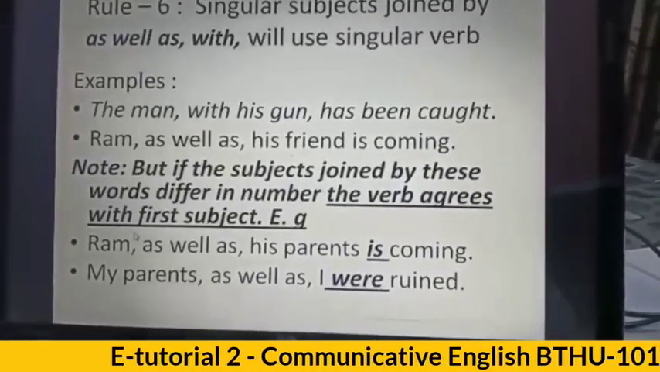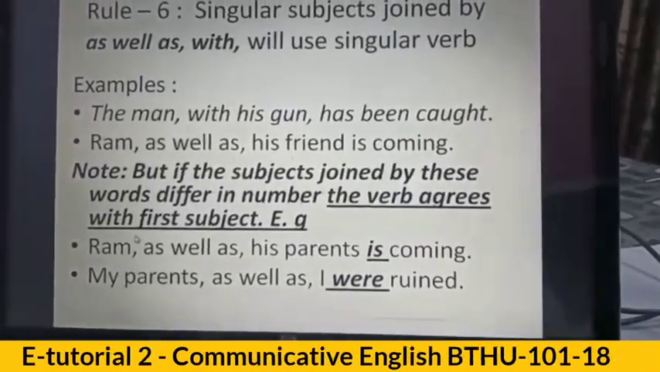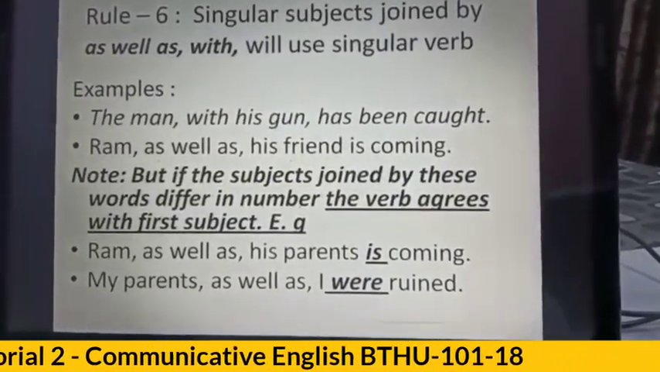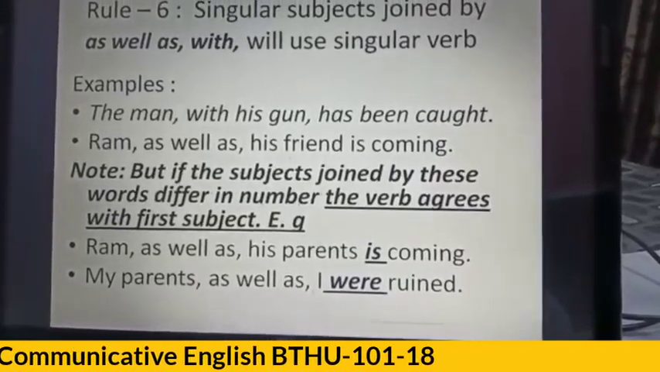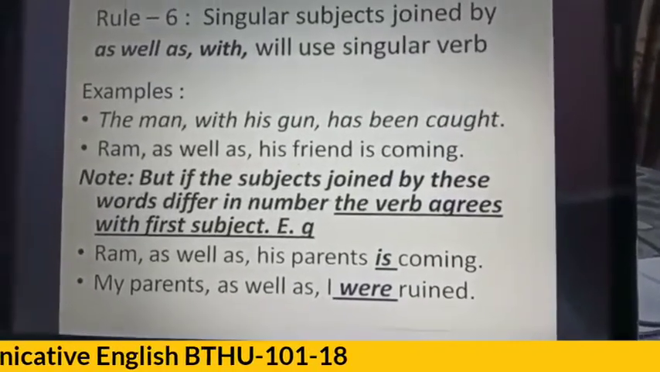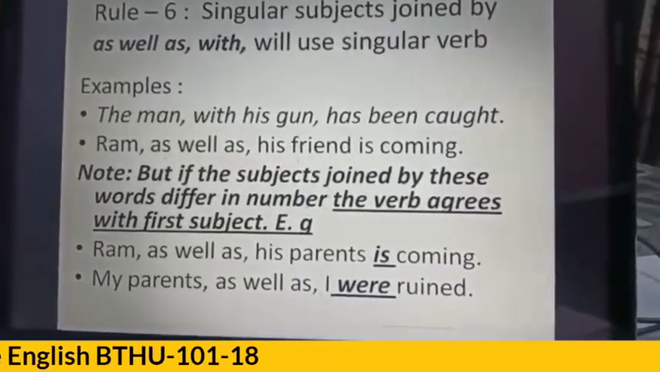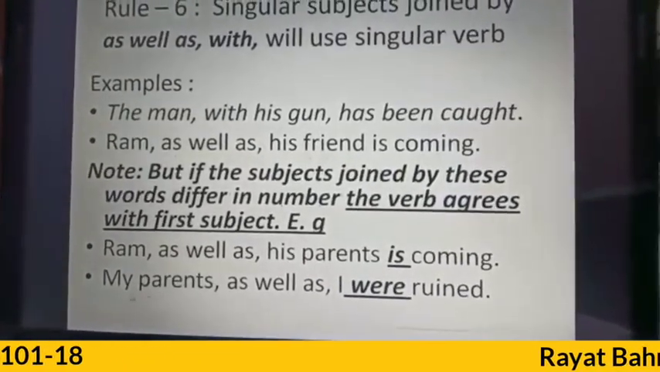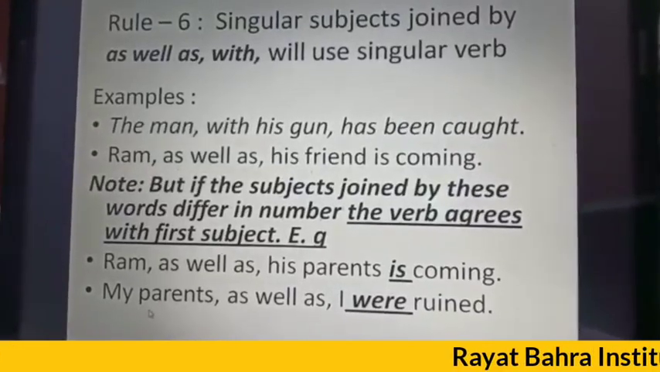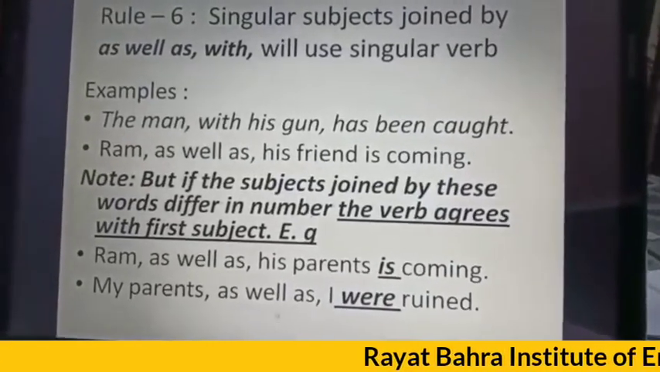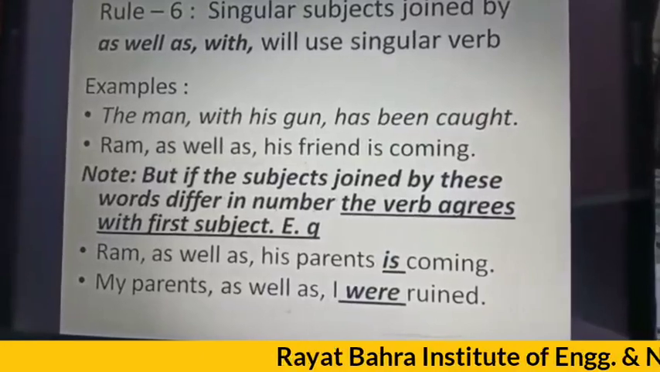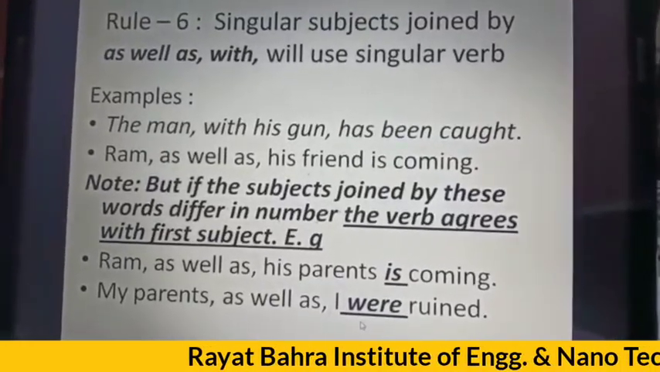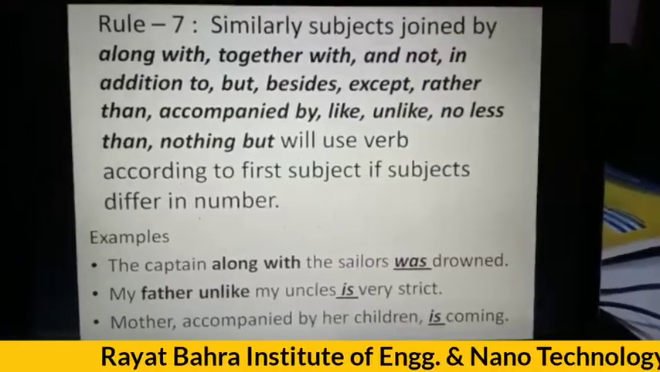Now next, see, my parents as well as I were ruined. Similarly, we never use was with I, but here were has not been used with I, it has been used with my parents because this is plural subject, and when two subjects are joined by as well as, verb always agrees with the first subject.